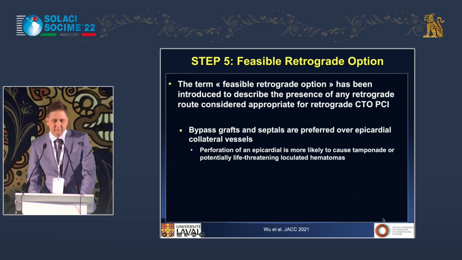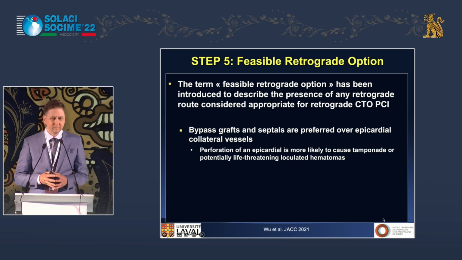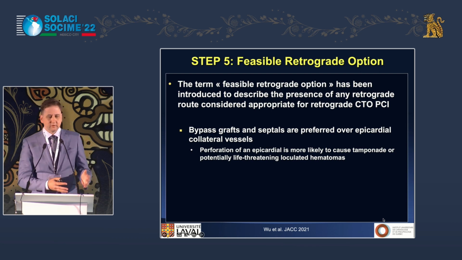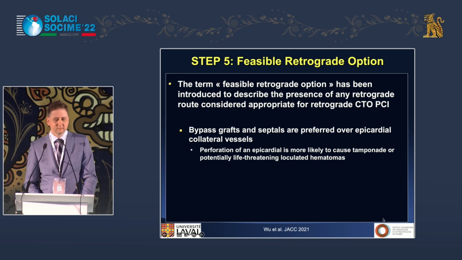Then step number 5 is called feasible retrograde option, and this term has been introduced to describe the presence of any retrograde route considered appropriate for retrograde CTO PCI. As I mentioned, you can use bypass graft and septal collaterals, 2 of which are preferred over epicardial collateral vessels, because a perforation of an epicardial is more likely to cause tamponade or a potentially life-threatening complication.